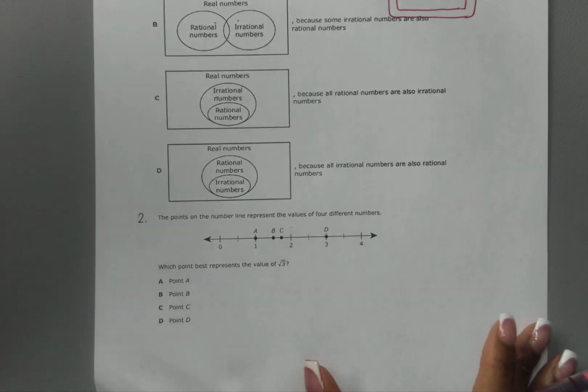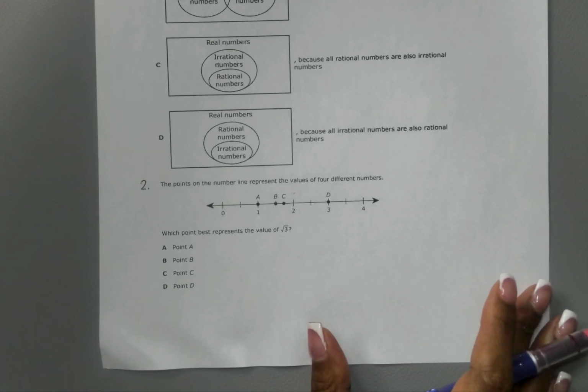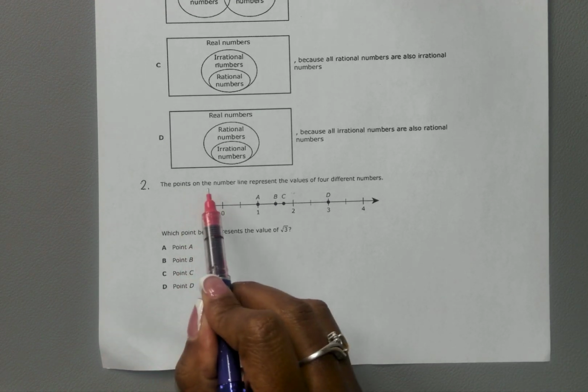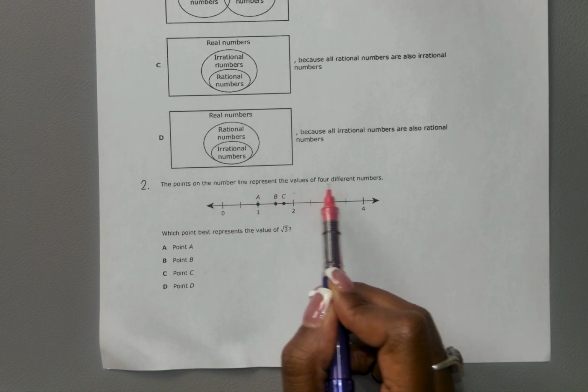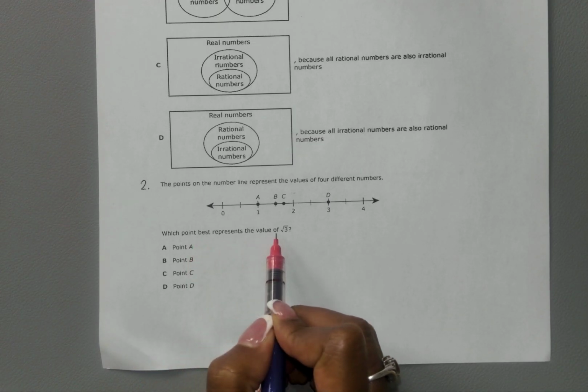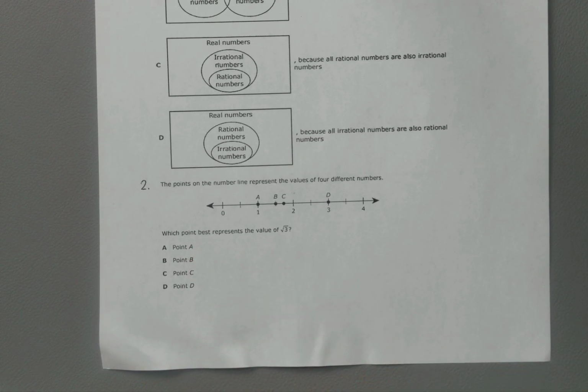Moving on to question 2. Question 2 reads, the points on the number line represents the values of 4 different numbers. Which point best represents the value of square root 3?